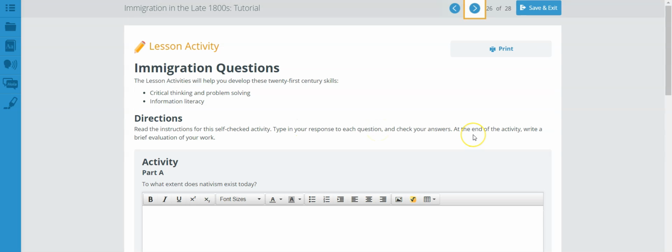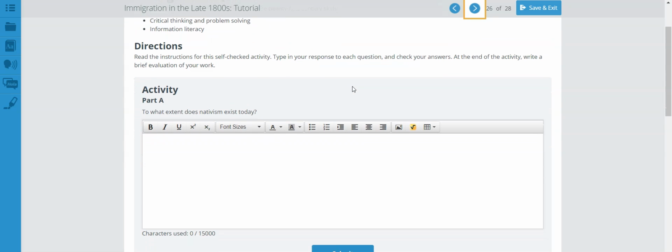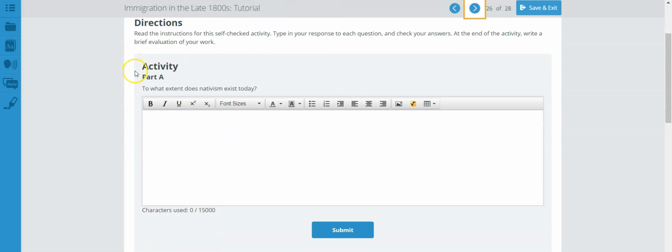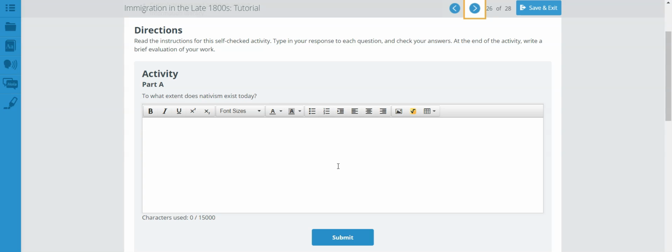Let's move on. We are now on page 26 of the immigration in the late 1800s tutorial, and this is another lesson activity, about immigration questions. Let's read part A. To what extent does nativism exist today? So once again, you're using your previous notes, and then you're answering this question.